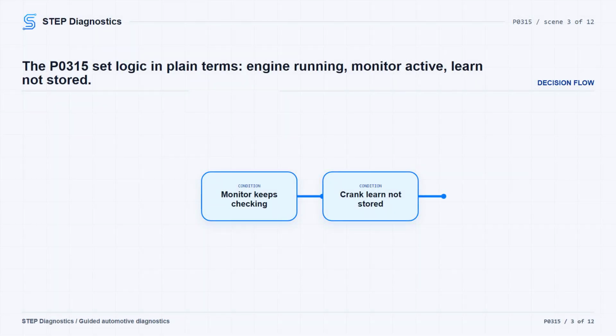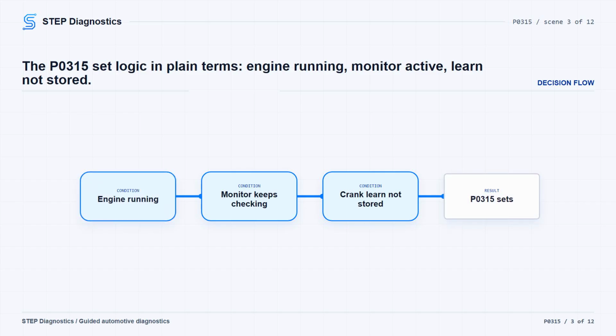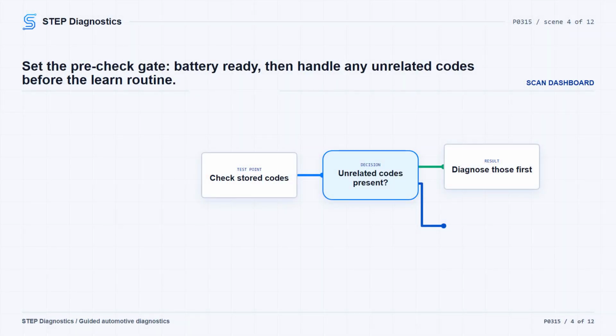For P0315, the monitor gate is engine equals running, and after the running conditions are met, it runs continuously. The setting condition is straightforward. Crankshaft position variation learn equals not learned. Before starting the learn path, the battery needs to have passed a load test and be completely charged.